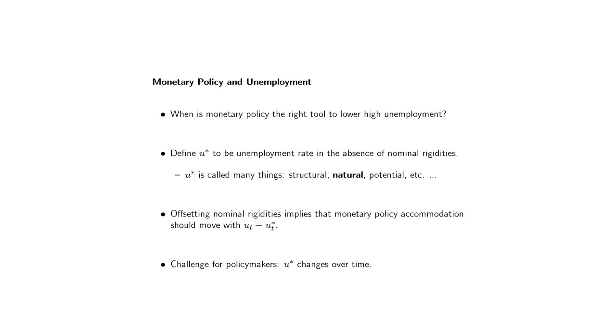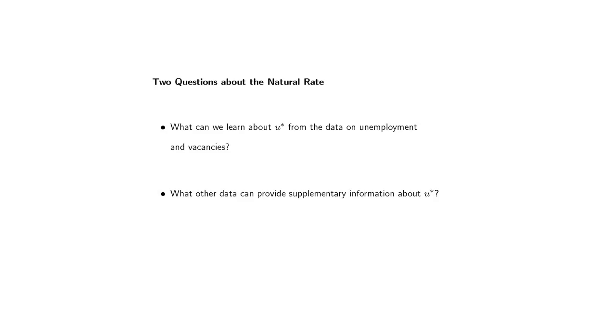Now, the challenge for policymakers is we don't have a data set on U-star. The natural rate of unemployment, there's no data you can look up to see what the natural rate of unemployment is. So it's what we would say is unobservable. What's more, the natural rate of unemployment moves over time. It changes over time in response to the shocks that hit the economy. The government produces data for us on the unemployment rate, so we know what U is, but knowing what U-star is is hard.